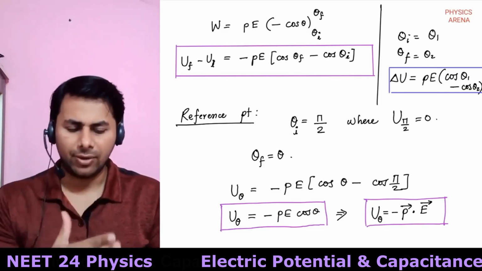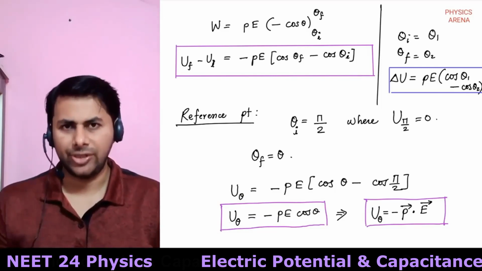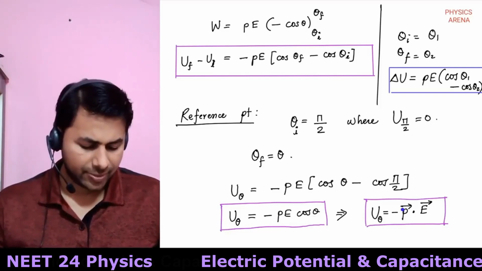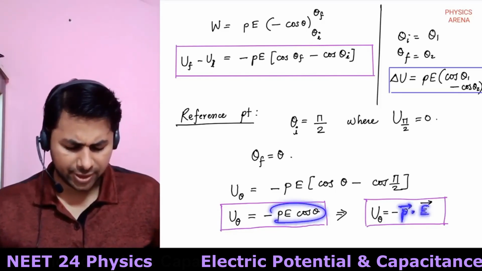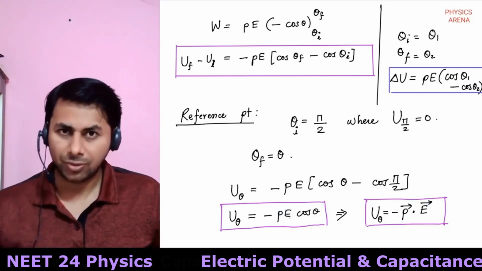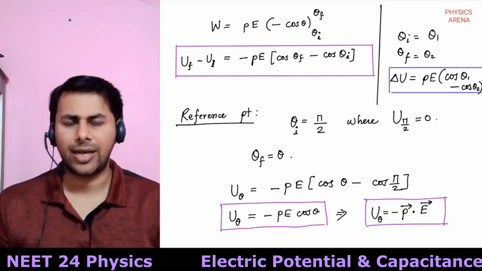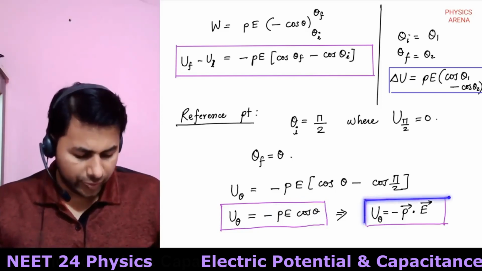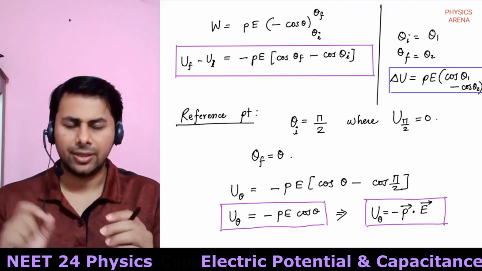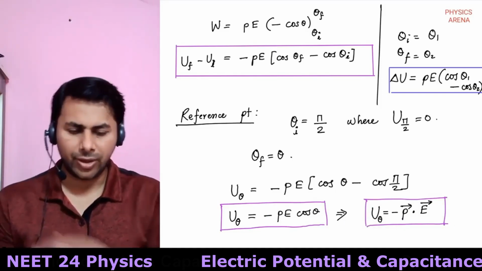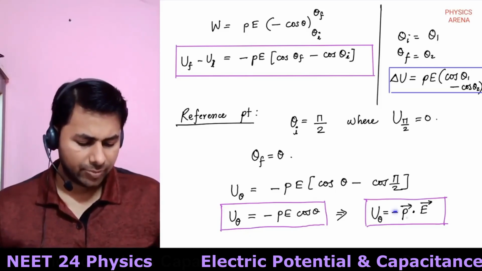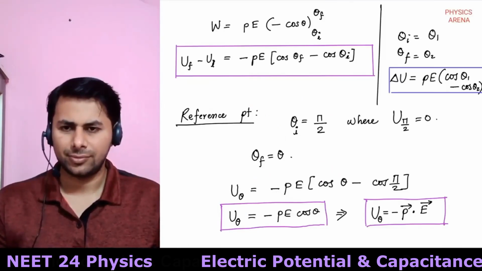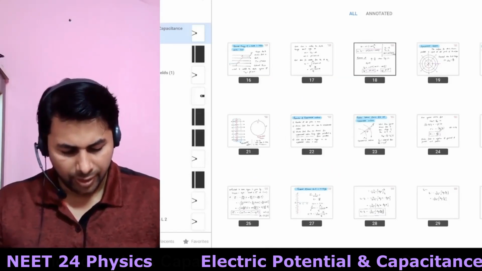So if the angle between the dipole and the electric field is theta, how much is the potential energy of the dipole? It is minus P E cos of theta, or minus of P bar dot E bar, because this is the magnitude of one vector, magnitude of P bar, magnitude of E bar, multiplied by cos of the angle between the two. So this is a scalar product. So for a dipole, the potential energy at an angle theta with the external electric field is minus of P bar dot E bar, right? So this thing is clear, yes, no?